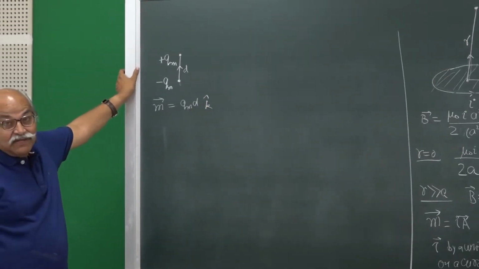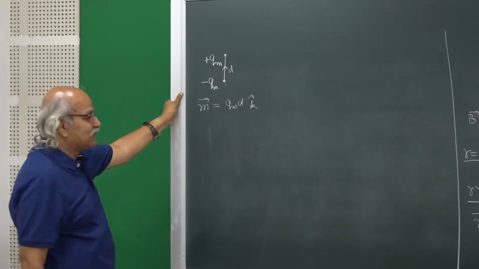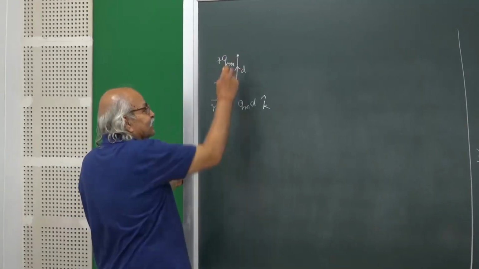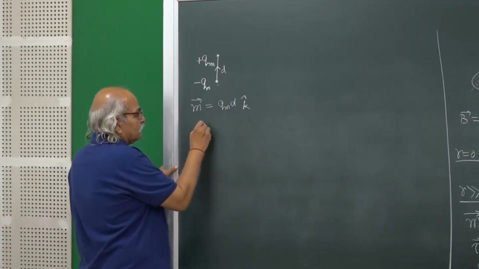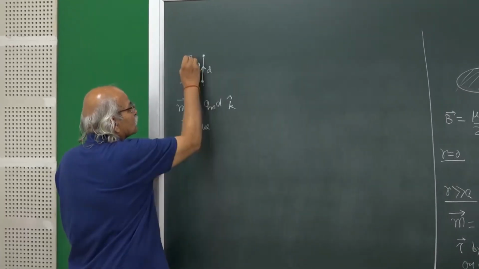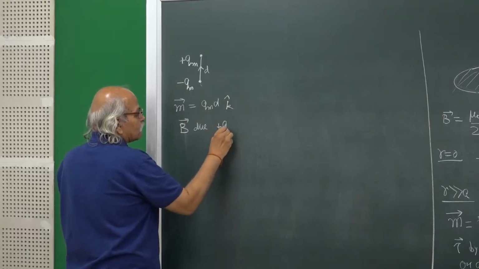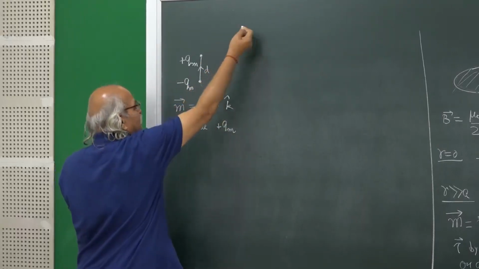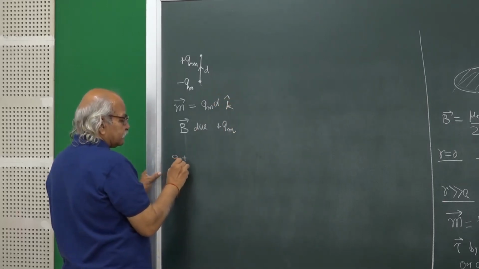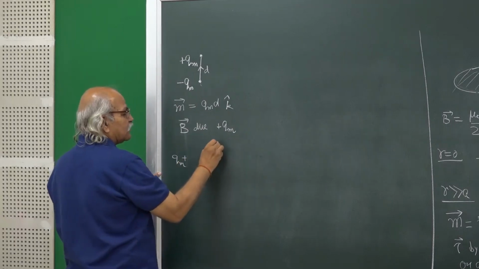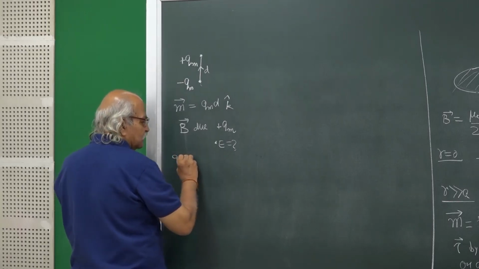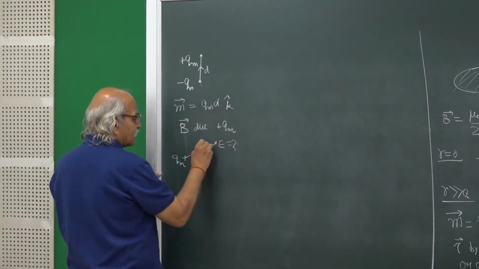Okay. Then we will have to write some more equations, imaginary equations, not real. These are not real things, we are only making them. So, B due to qm at a certain point, there is a general rule we are writing. You have a plus qm here, and then at this point you are asking what is B, and let us say from this plus qm to this point, this vector is r.